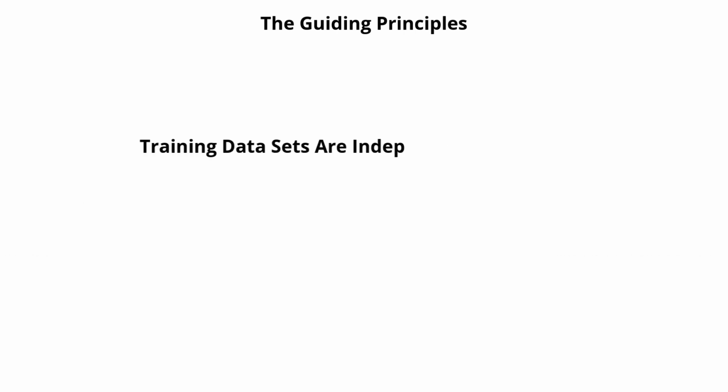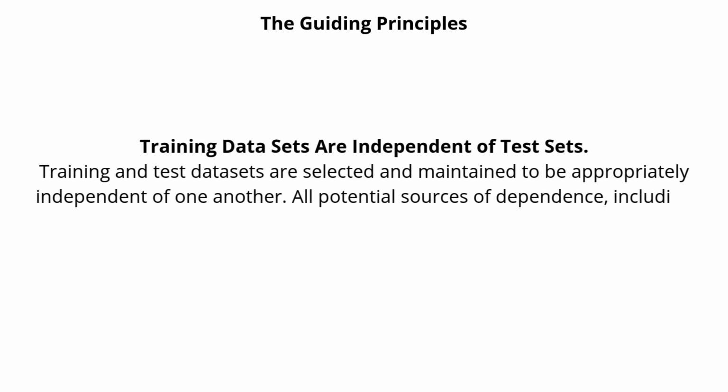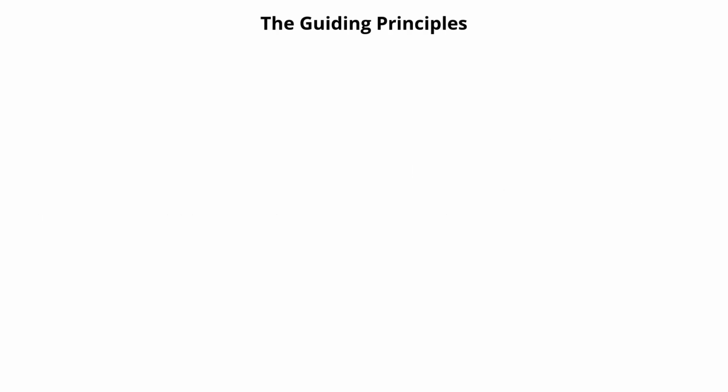Training datasets are independent of test sets. Training and test datasets are selected and maintained to be appropriately independent of one another. All potential sources of dependence, including patient, data acquisition, and site factors, are considered and addressed to assure independence.